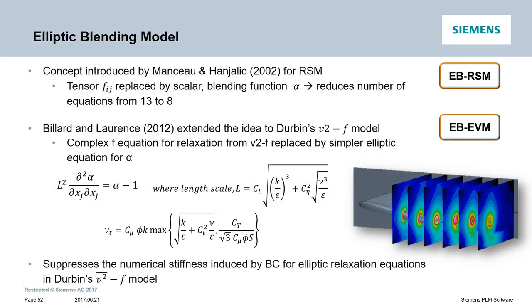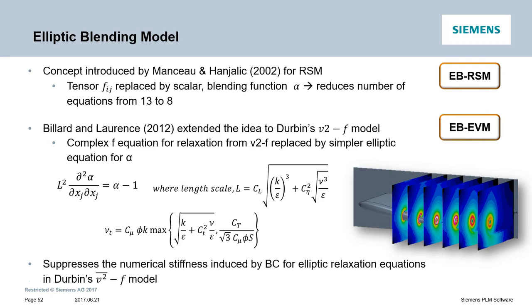So another compromise was proposed by Hanjalic in the framework of RSM to completely get rid of the F equation, which was giving us a lot of trouble, and replace it by a simpler scalar equation that reflects the elliptic relaxation only notionally.